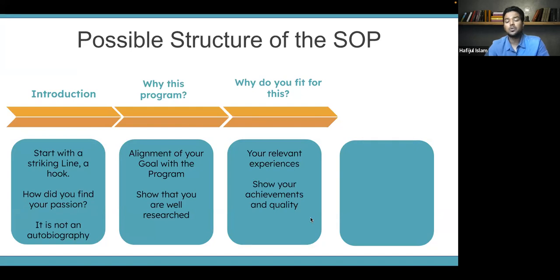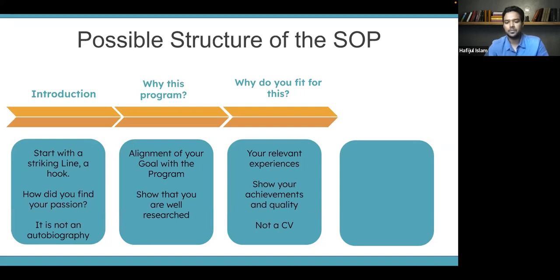And you will show your achievements. You have written some papers, you have written some book chapters and all. But remember, it's not a CV. You have a separate CV to show these qualities. This is not a CV at all, but you will give a description of why you are an excellent choice for this program.